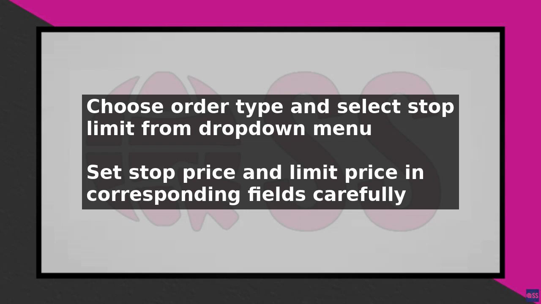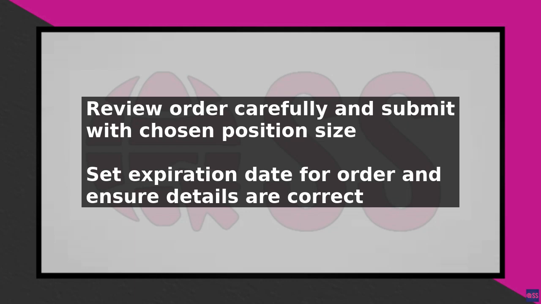To set the stop price and limit price, enter the prices in the corresponding fields. The stop price should be the price that triggers the limit order, and the limit price should be the price at which you want to buy or sell the option. After setting the stop price and limit price, choose the position size and expiration date for the order. Review your order carefully to ensure everything is correct, and then submit it.